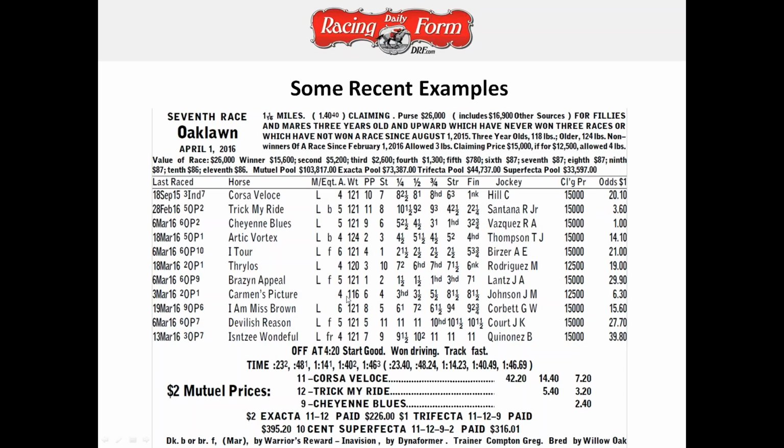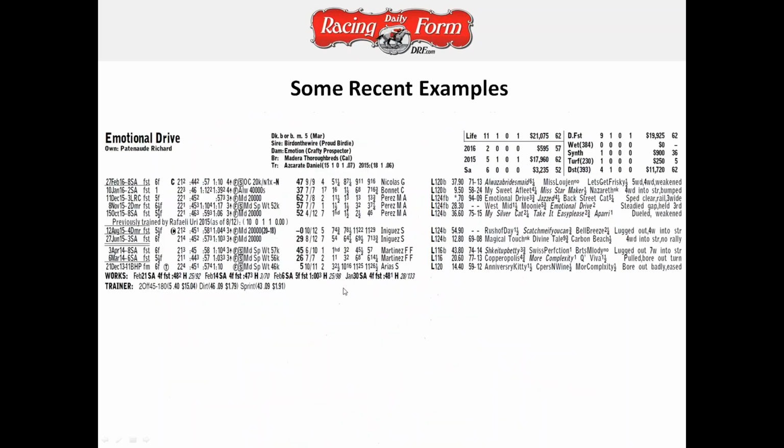All right, let's look at another example. We have Emotional Drive, who was a runner in Southern California, coming out of a race where it favored closers in the prior start, and she was not able to get the early lead, unlike 4 of her previous efforts where she was very forwardly placed.